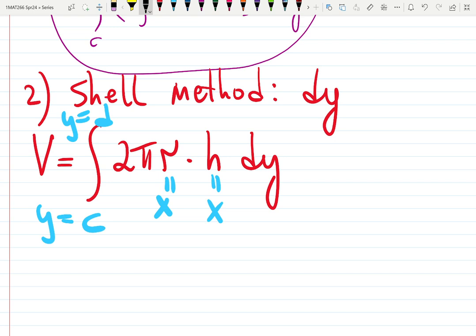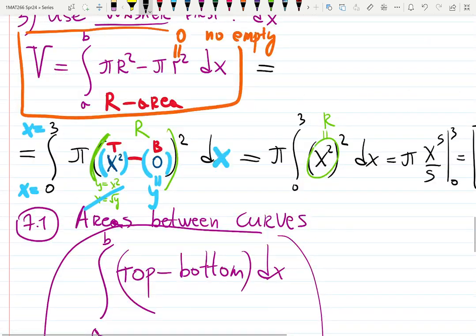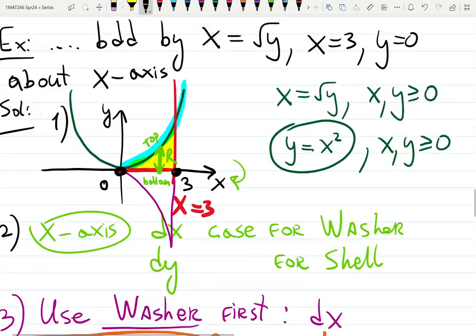So you should understand 3 steps. Choose the method, or it's given. Understand the case, the x dy, and then the formula shows up. Equals. I would kick out 2 pi outside, but you don't have to. Now, c and d. Now it's in terms of y.